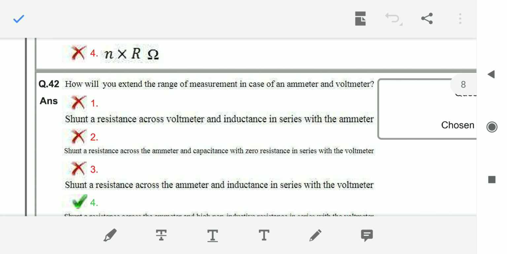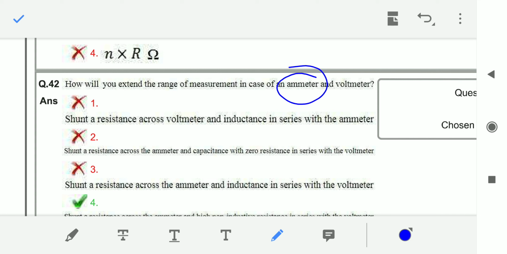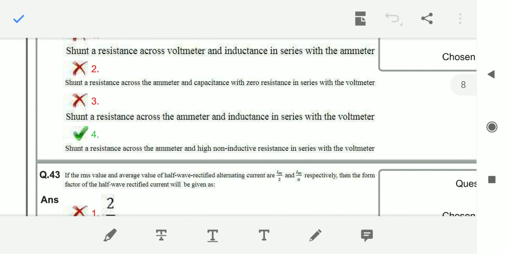Okay, next, how will you extend the range of the instrument in case of an ammeter and voltmeter? For the ammeter, you have to connect the resistance in parallel. For the voltmeter, you have to connect the resistance in series to extend the range of the instrument, right? So the answer will be option 4.